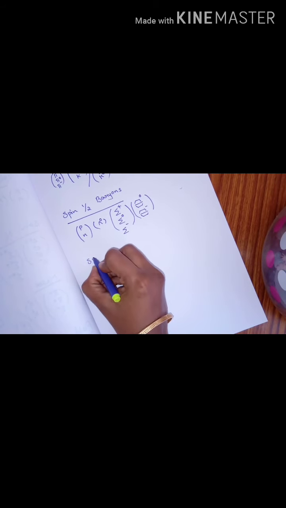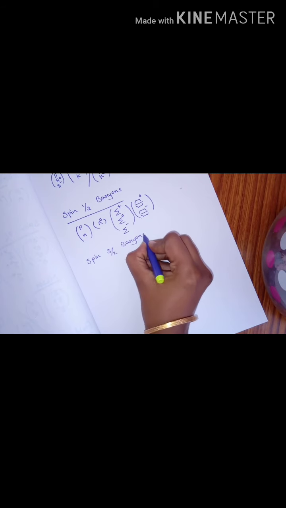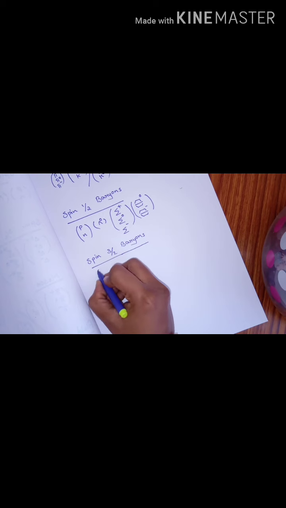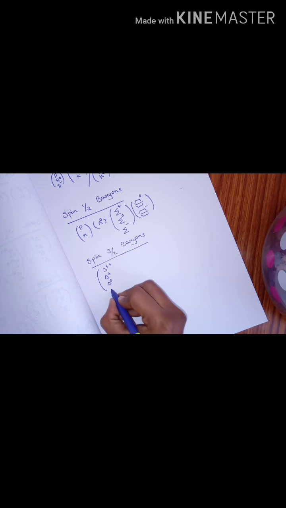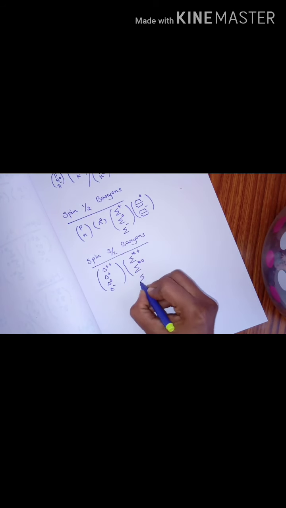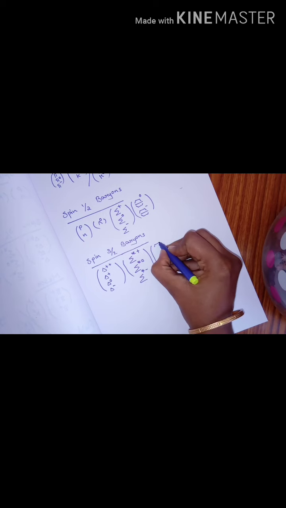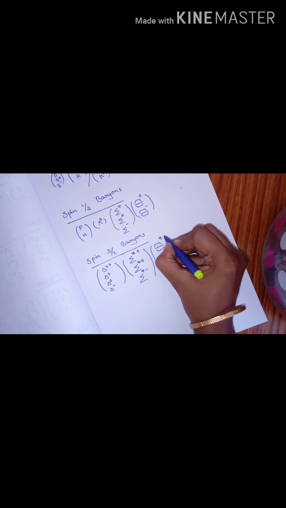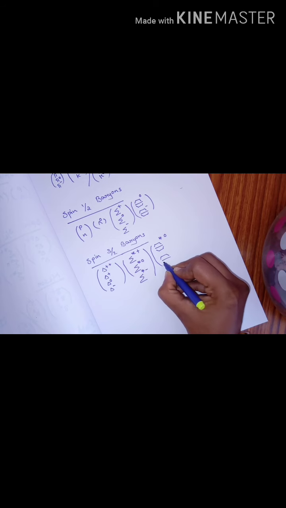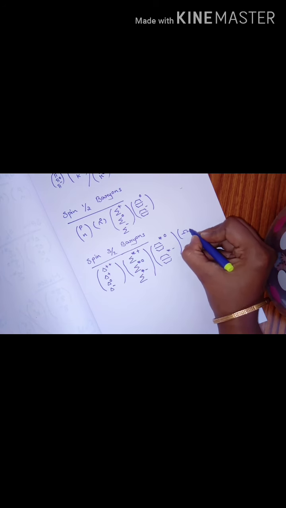Next is spin 3 by 2 baryons: delta plus plus, delta plus, delta 0, delta minus, sigma star plus, sigma star 0, sigma star minus, cascade star 0, cascade star minus. The last one is omega minus.